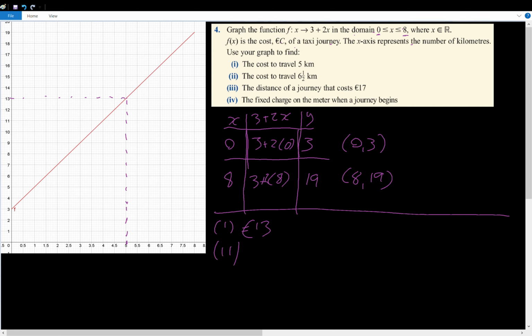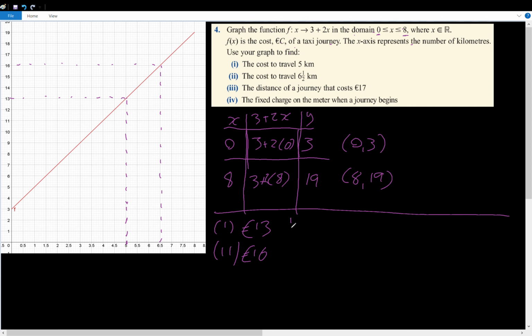For part 2, we're asked the cost to travel 6.5 kilometers. We follow the exact same procedure as before. This time we start at 6.5, just down here, and we work our way up to our line. Now when you're doing this in a copy, it would be best to use a ruler to work your way up to the line rather than freehanding it, but I don't have that available to me at the moment. Once you get to the function line, you work your way across to the y-axis, and this time you get 16 euro. So the cost to travel 6.5 kilometers is 16 euro.